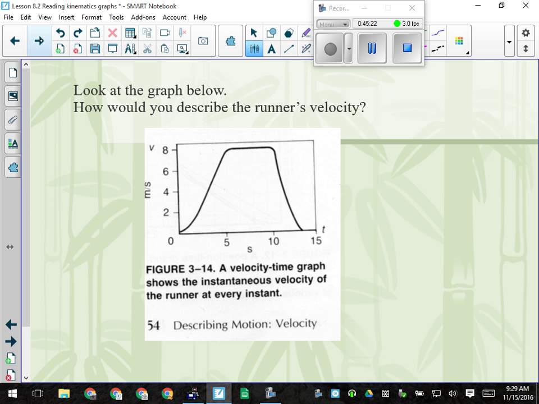Okay. This is a graph of a person running a race. Probably about an 80-meter hurdles race or so. What are they doing right here in this first part?